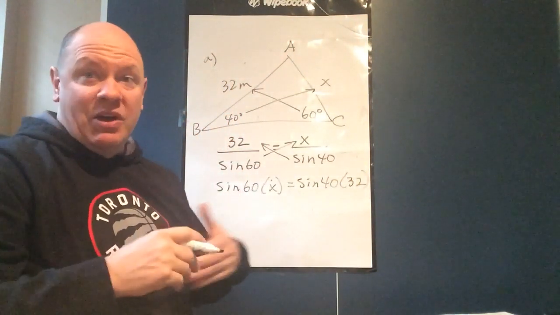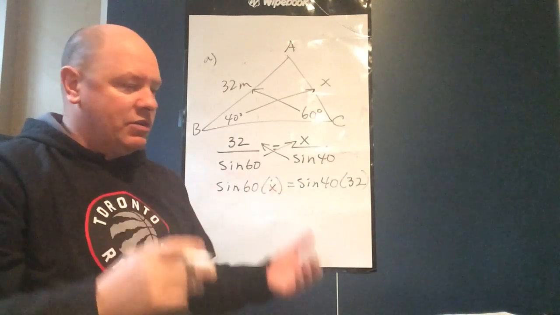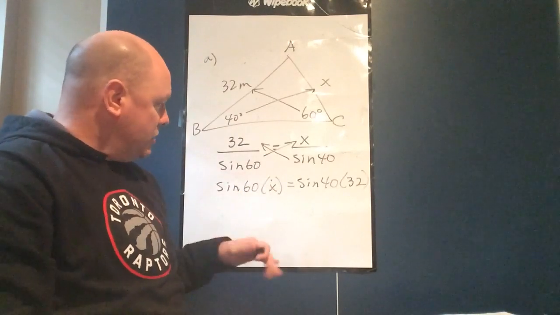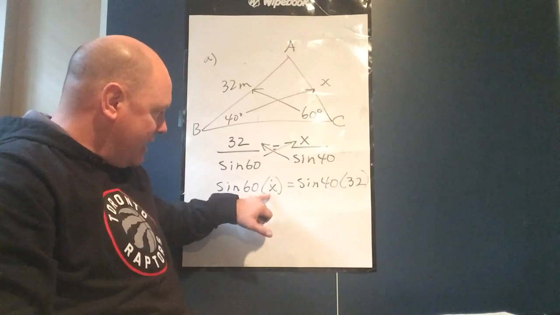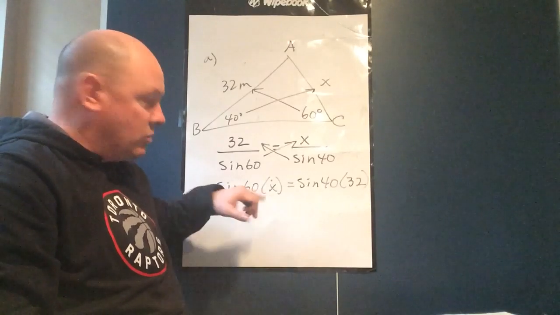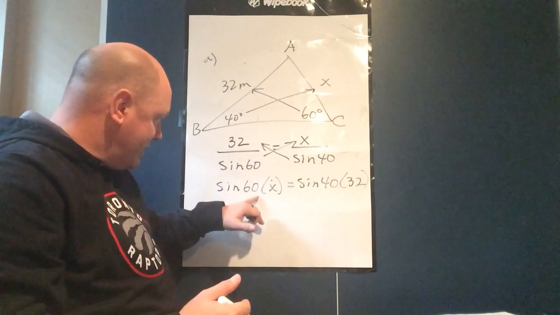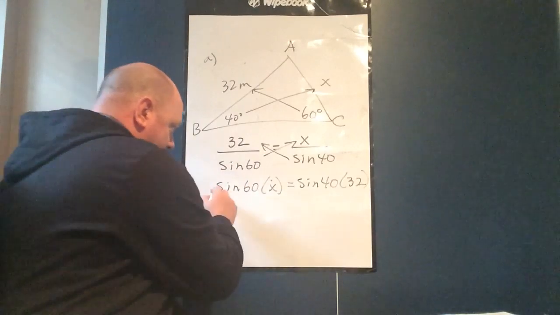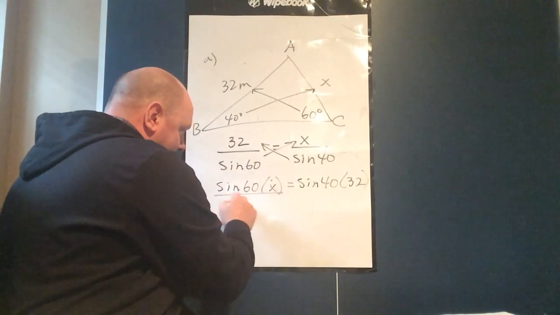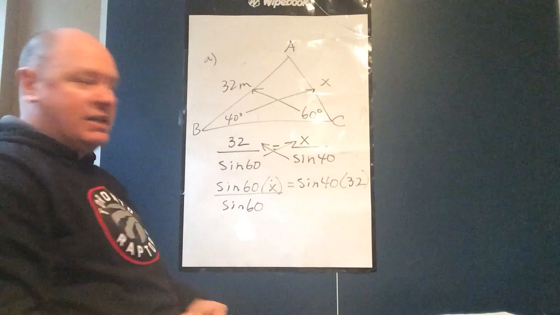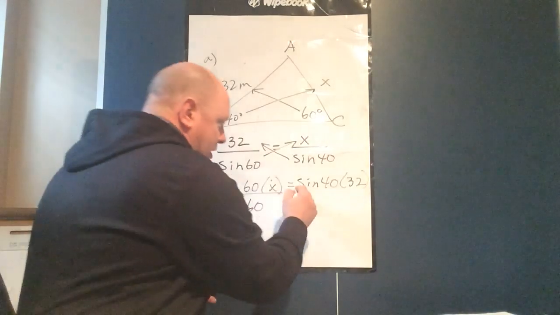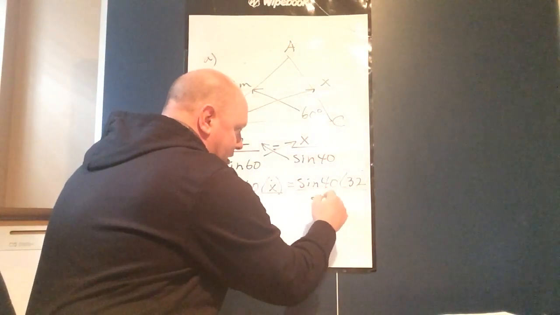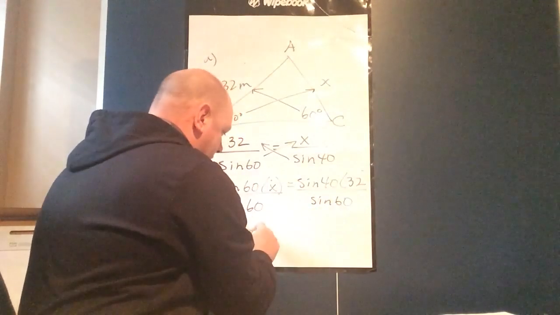Now that's my setup. I haven't touched the calculator so far. What I want to do now is get X by itself. Okay, X by itself. So by doing that, I want to take all of this in front of it and get rid of it. So how do I get rid of it? I divide it by sine 60. I do the same thing on the other side, divide by sine 60.